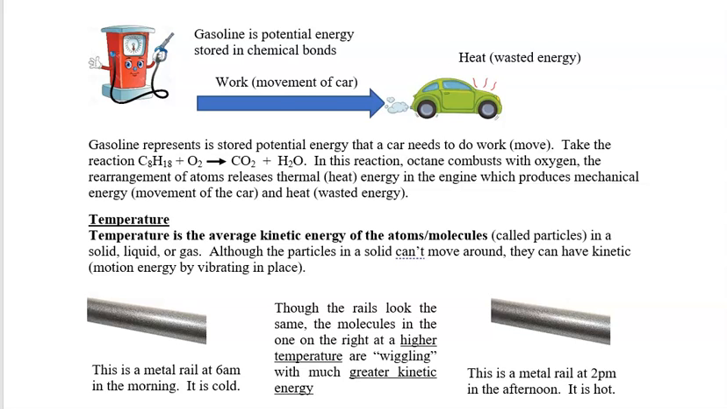So look at the rail on the left. This is a metal rail at 6 a.m. in the morning. It's cold. And then look at the rail over on the right. This is a metal rail at 2 p.m. in the afternoon. On a hot day, it's very hot. So though the rails look the same, the molecules in the one on the right are at a higher temperature, and they're wiggling with much greater kinetic energy. So they have a lot of energy. You just can't visibly see that energy, but they are moving around faster than the same molecules in the metal on the left.